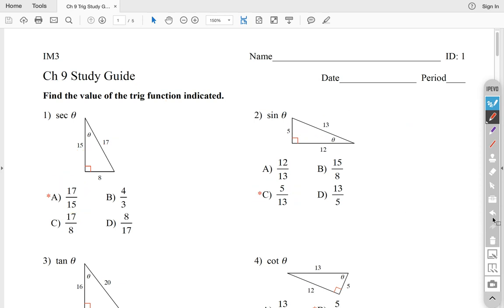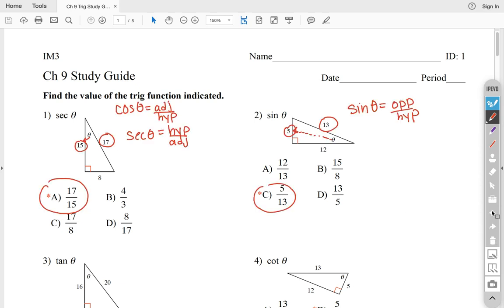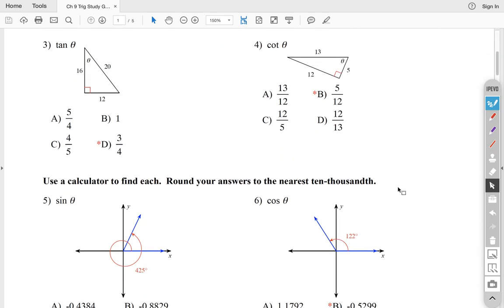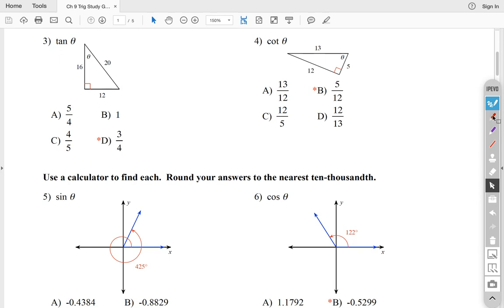All right, moving on. In case you needed to have that, if that was too fast, there it goes. All right, now I'm going to go ahead and delete it and move on. All right, so for number 3 and number 4. So on number 3, we have tangent.